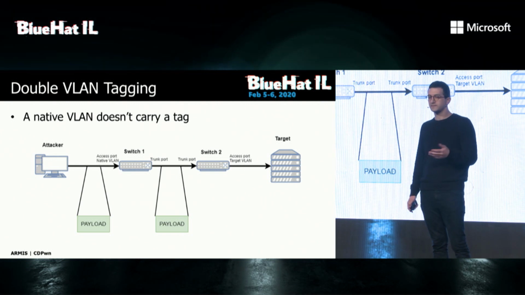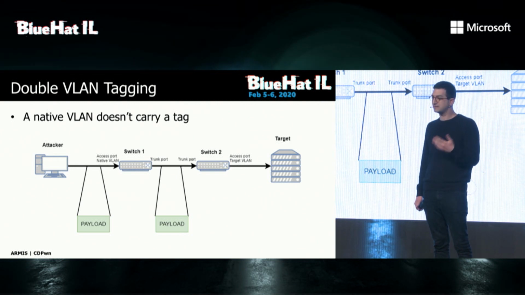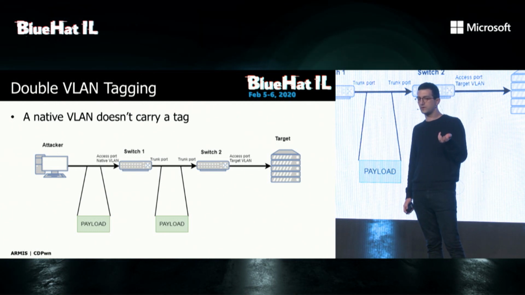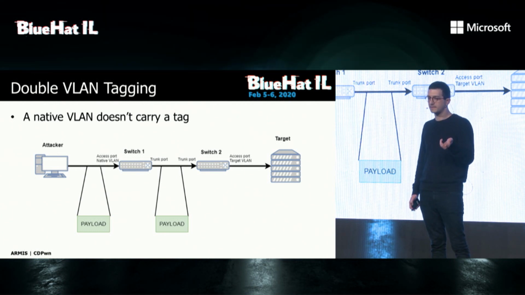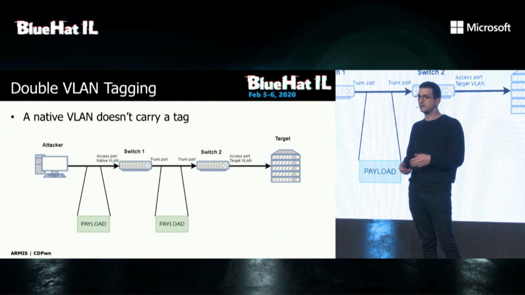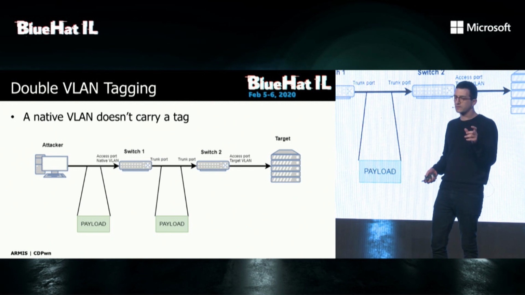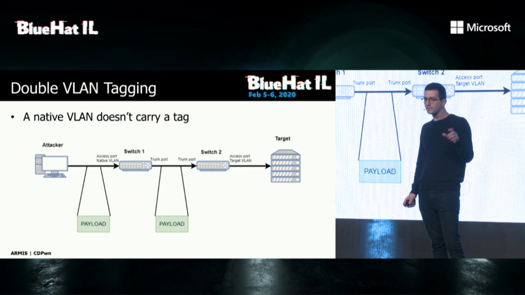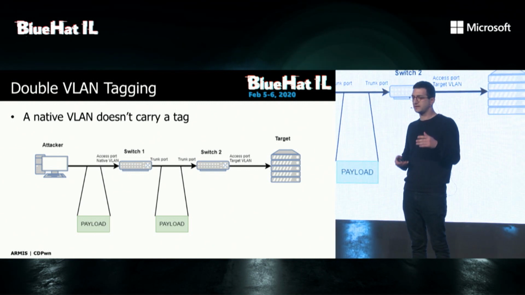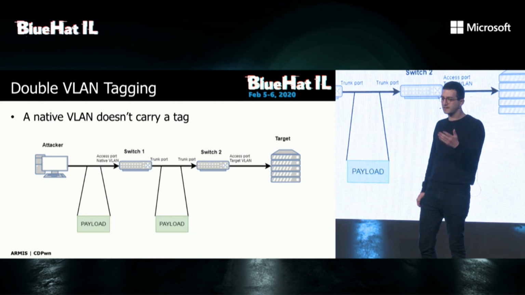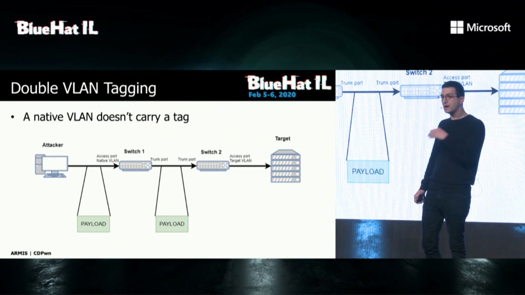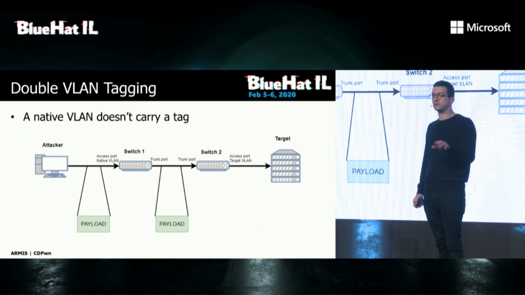So double VLAN tagging is a very old technique. In some cases, it still works today. And it takes advantage of a simple flaw in how VLANs work. Each network has a native VLAN, the VLAN number that would be tagged for any traffic that doesn't have any VLAN header. And native VLAN number 1 is a very special native VLAN that means that you can send traffic inside the trunk port without a VLAN header, and that means this traffic belongs to VLAN number 1.